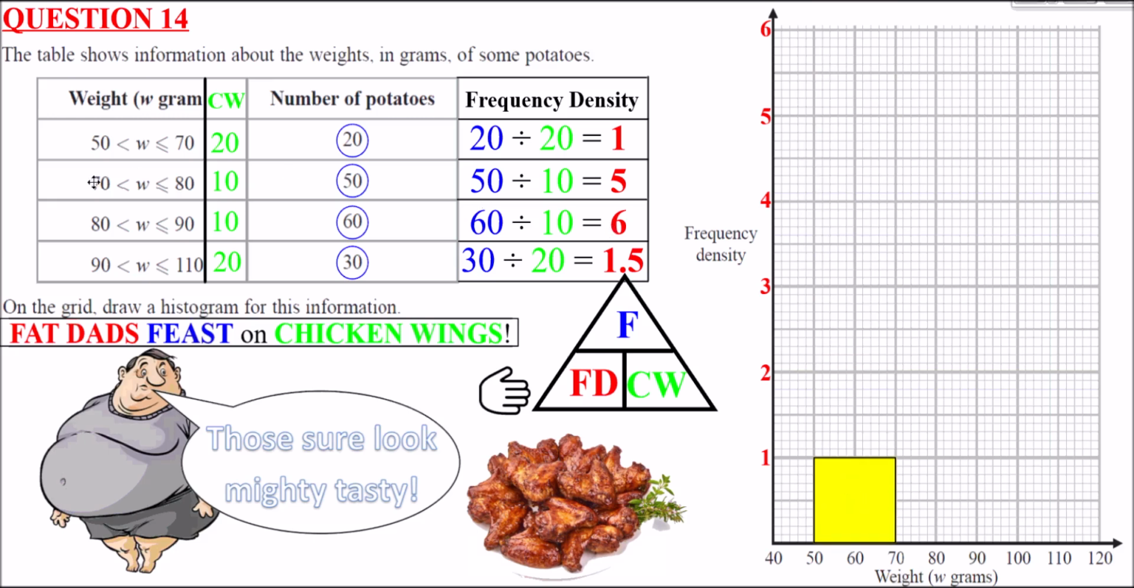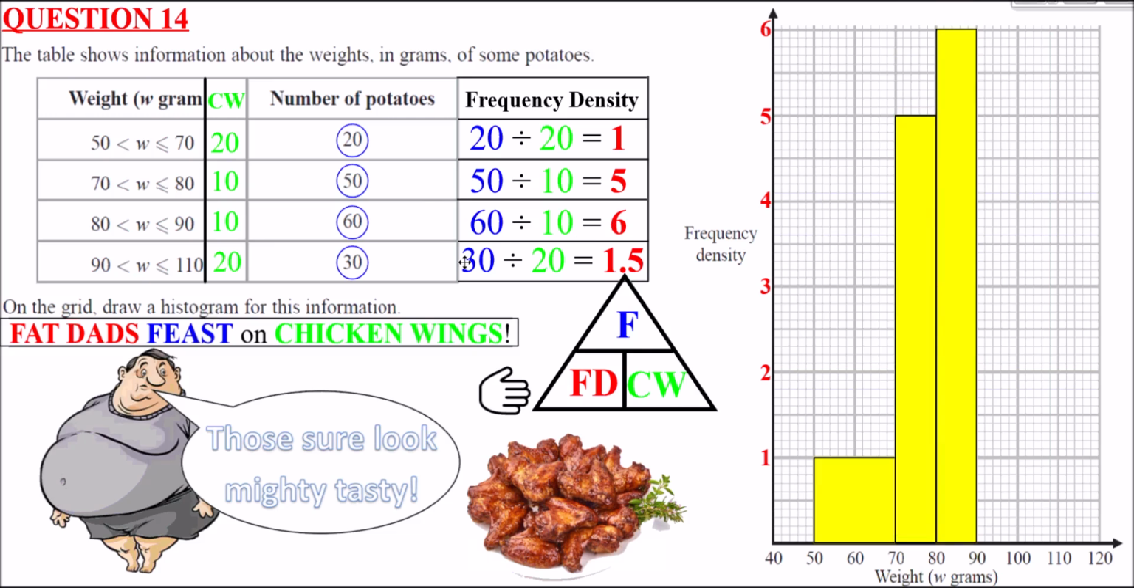The second block is from 70 to 80 and is going to be 5 high. So very tall and thin looking. Should look like this. The second one has a width of 10 and is even taller. And the final block from 90 to 110 is going to be 1.5 high and goes from 90 to 110 like so. So the final block looks like this. So that's what your complete histogram should look like.